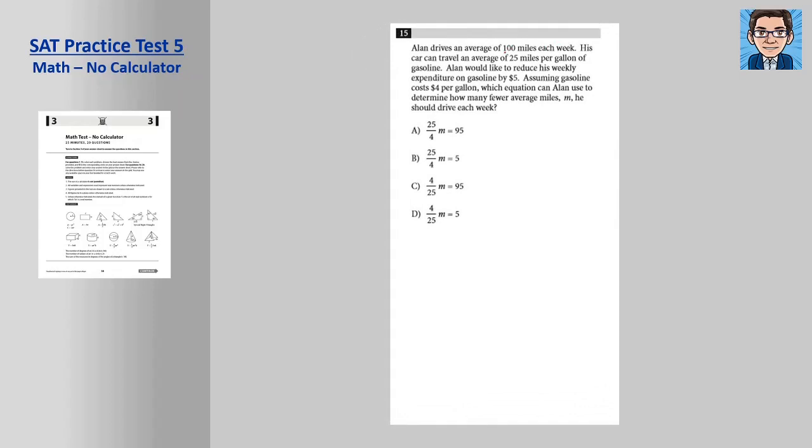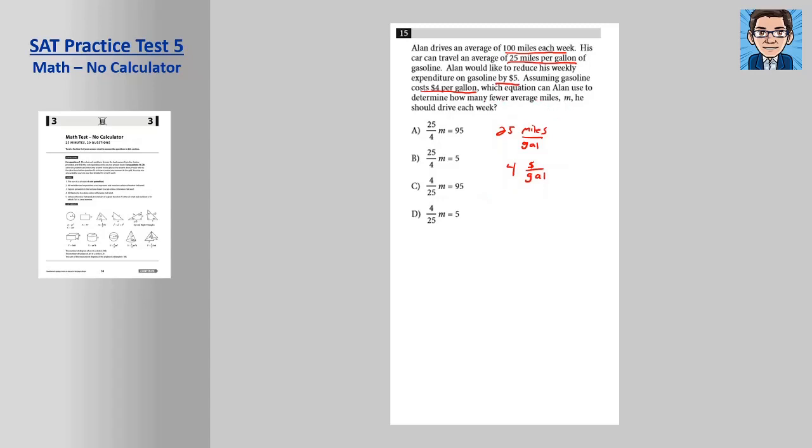Okay, Alan drives 100 miles each week currently. His car can travel 25 miles per gallon. I'm going to write that down here. 25 miles per gallon. Alan would like to reduce his weekly expenditures by $5, so he wants to go down by $5. And we also know that gas costs $4 per gallon.